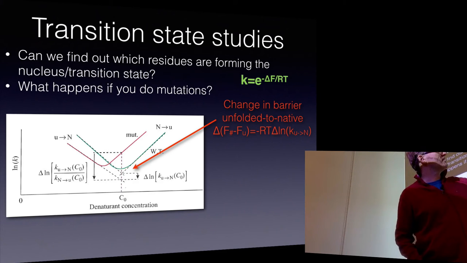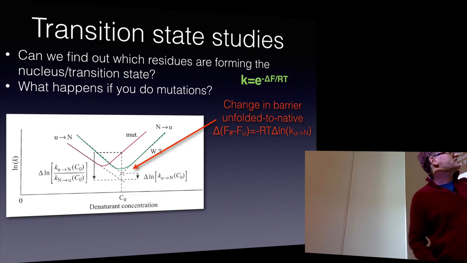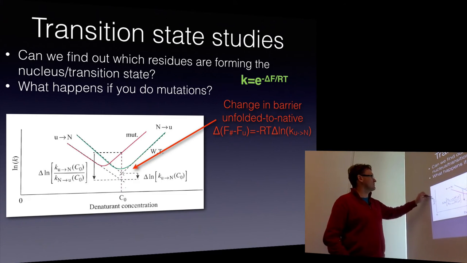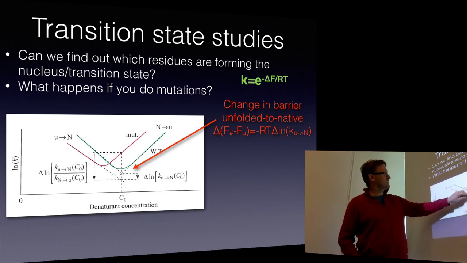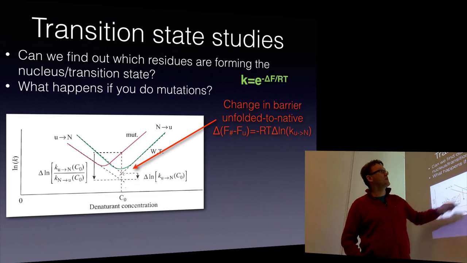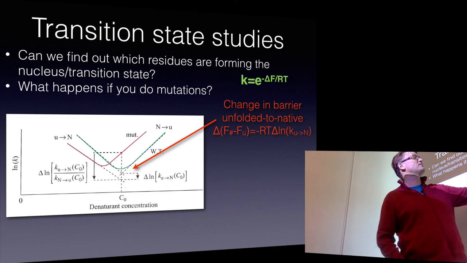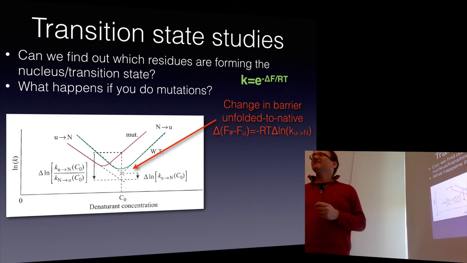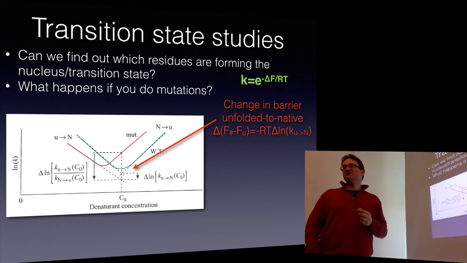The beautiful thing here is that R is just a constant, temperature we know, and the shift delta here, I'm just saying, what is the difference in the logarithm? Well, the logarithm we already have on the Y scale, so at this particular concentration, exactly how much did I move this curve down? That tells you how much the barrier from the unfolded to native state changed. That's pretty awesome, right? It's by no means obvious.